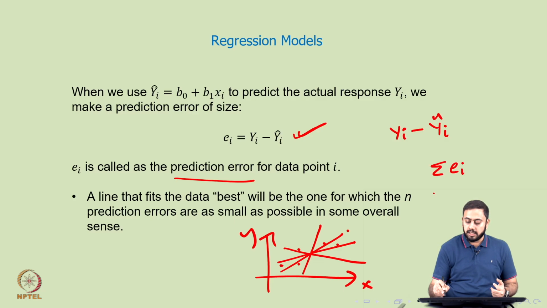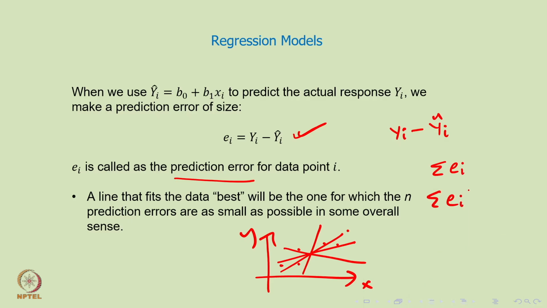On one hand we have summation ei, on the other hand we have summation ei square, just a function of the ei's. Okay. So which one is more apt to minimize? Can you pause the video and try to answer this question?